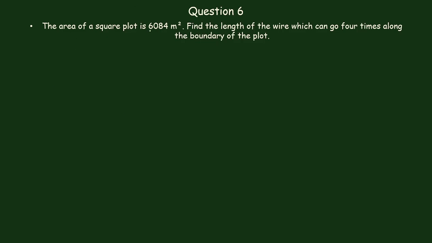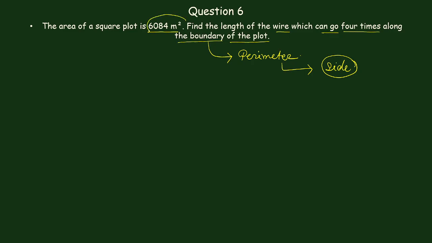The area of a square plot is 6084 meters square. Find the length of the wire which can go 4 times along the boundary of the plot. So boundary means you need to find out the perimeter. For perimeter, you need to know the side of the square. How can you find out the side? We have the area of the square. So through equation we can find out the side and after that the perimeter, right?